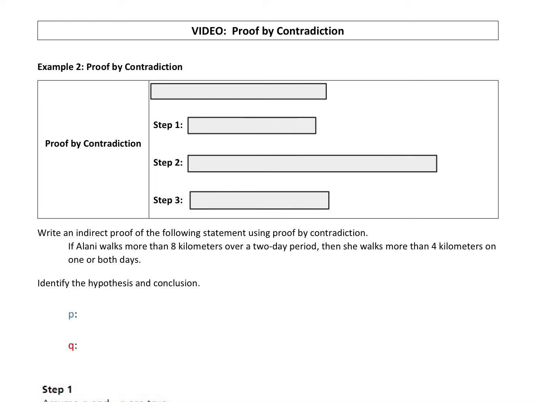All right, so a proof by contradiction. We'll start out with a statement given as a conditional. So we want an if-then statement given as a conditional. That's the if P, then Q.